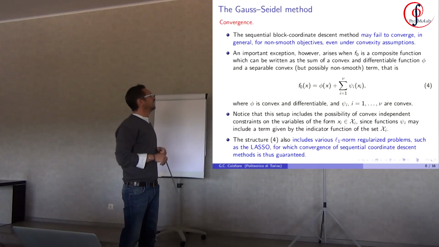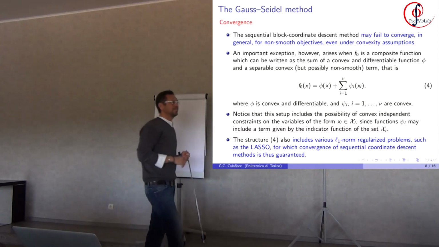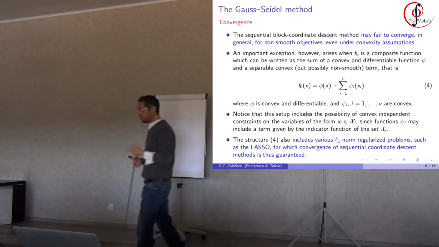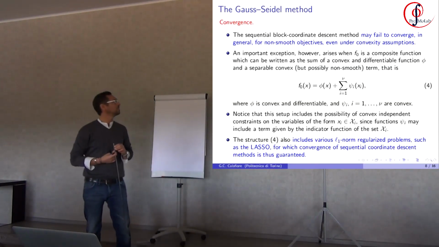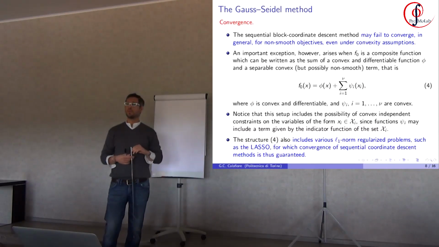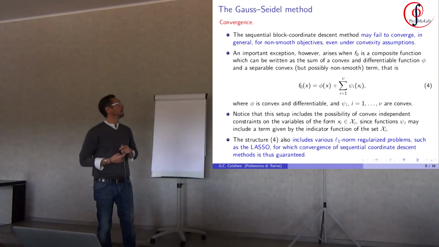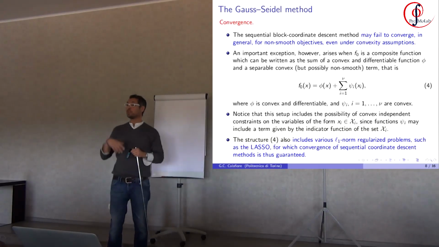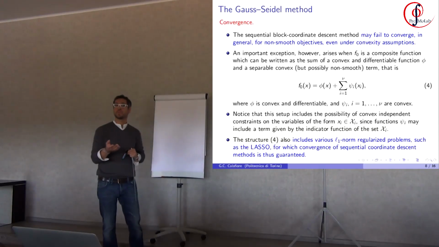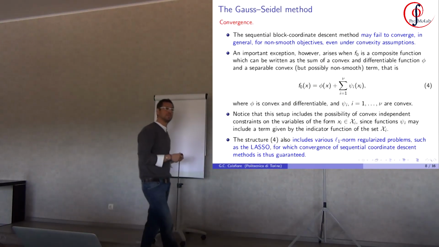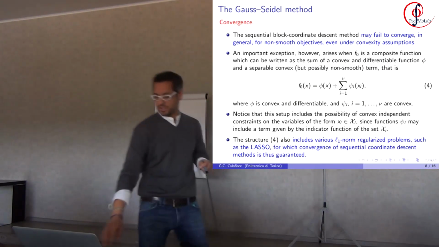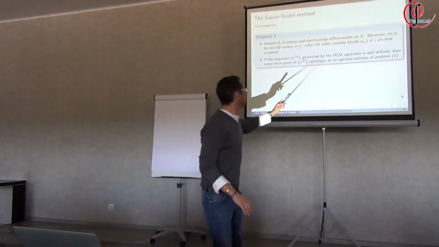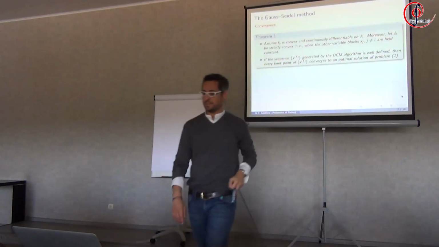But the point is that it turns out that the area where these coordinate descent minimization methods are useful nowadays deals with functions that are non-smooth, so non-differentiable. So we cannot use the previous convergence result here, because this result requires differentiability.